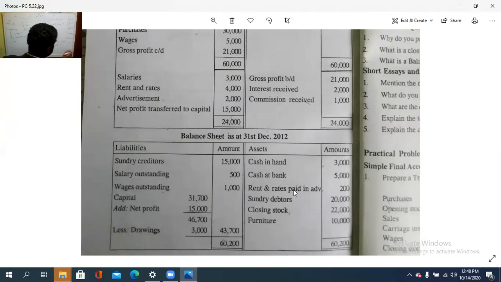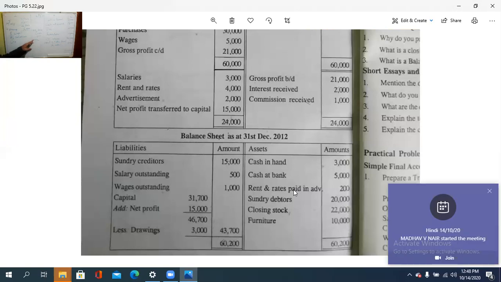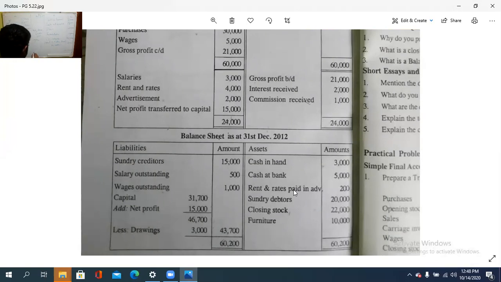Take the total, you will get the final amount. So 43,700 plus 1,500 plus 15,000. So 15 plus 1, 16,500 plus 43,700. It is 60,200 total. In this way, we are preparing the balance sheet.